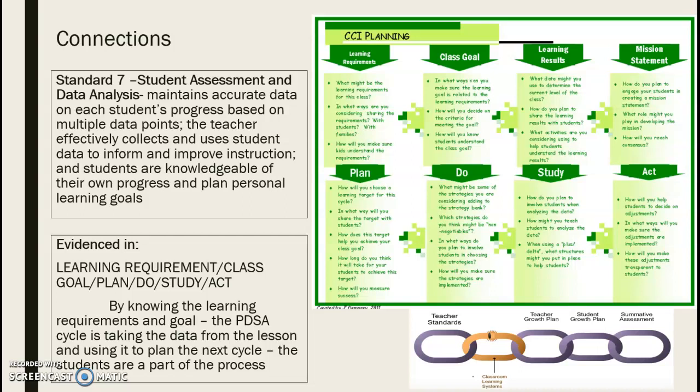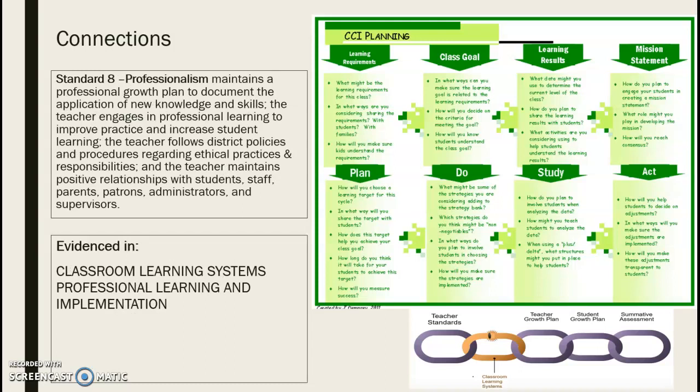We want to ensure that students are a part of this process. This will also connect to the second part of our classroom learning systems series when we talk about teacher-student partnerships. And students will actually have data folders where they're charting their own data and setting their own goals.